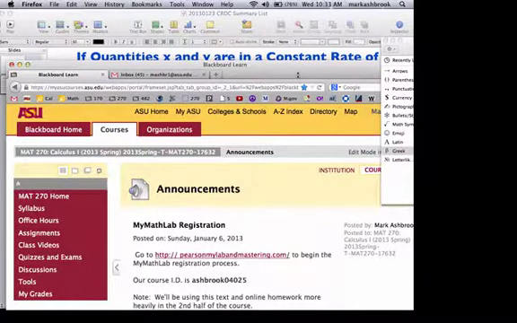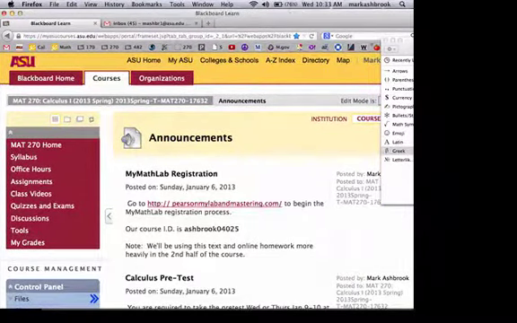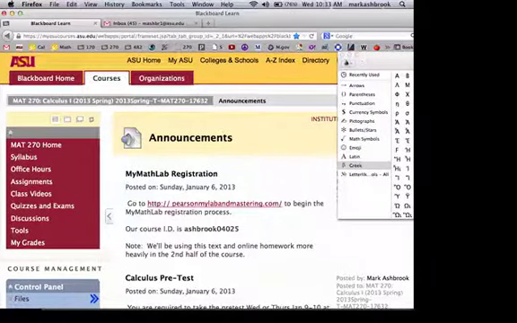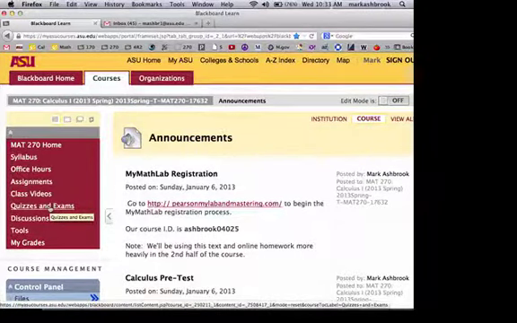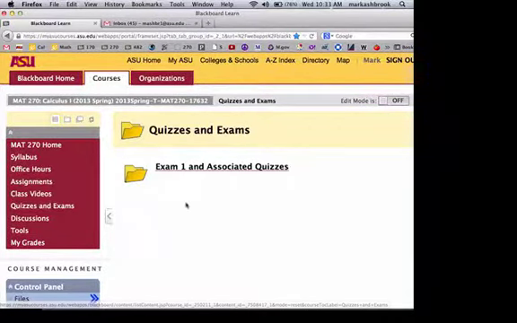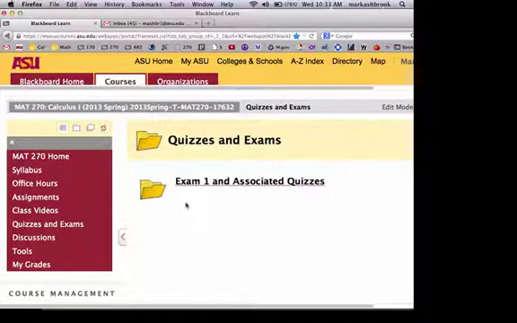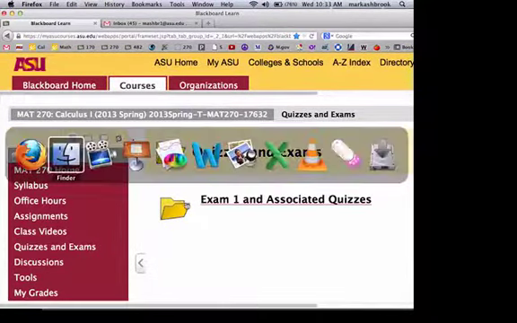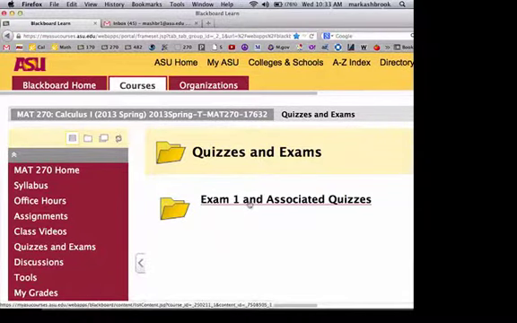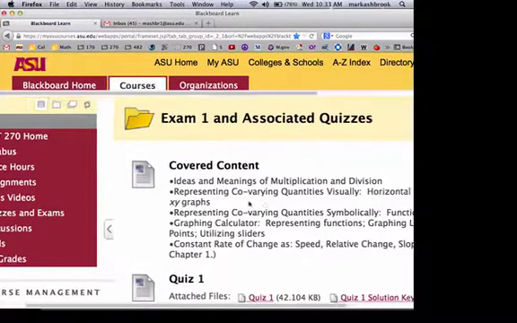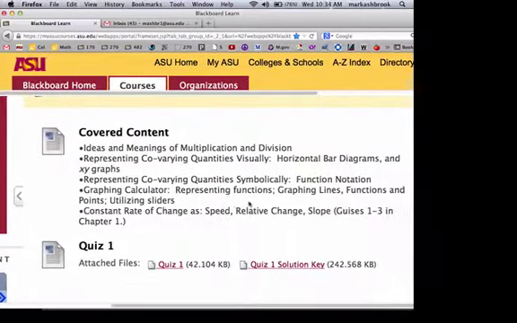Okay. The exam is tomorrow. So if you go to quizzes and exams in Blackboard, you'll see exam 1 and associated quizzes. This is what I put up last week. It's still there. So let's talk about what's on the exam.